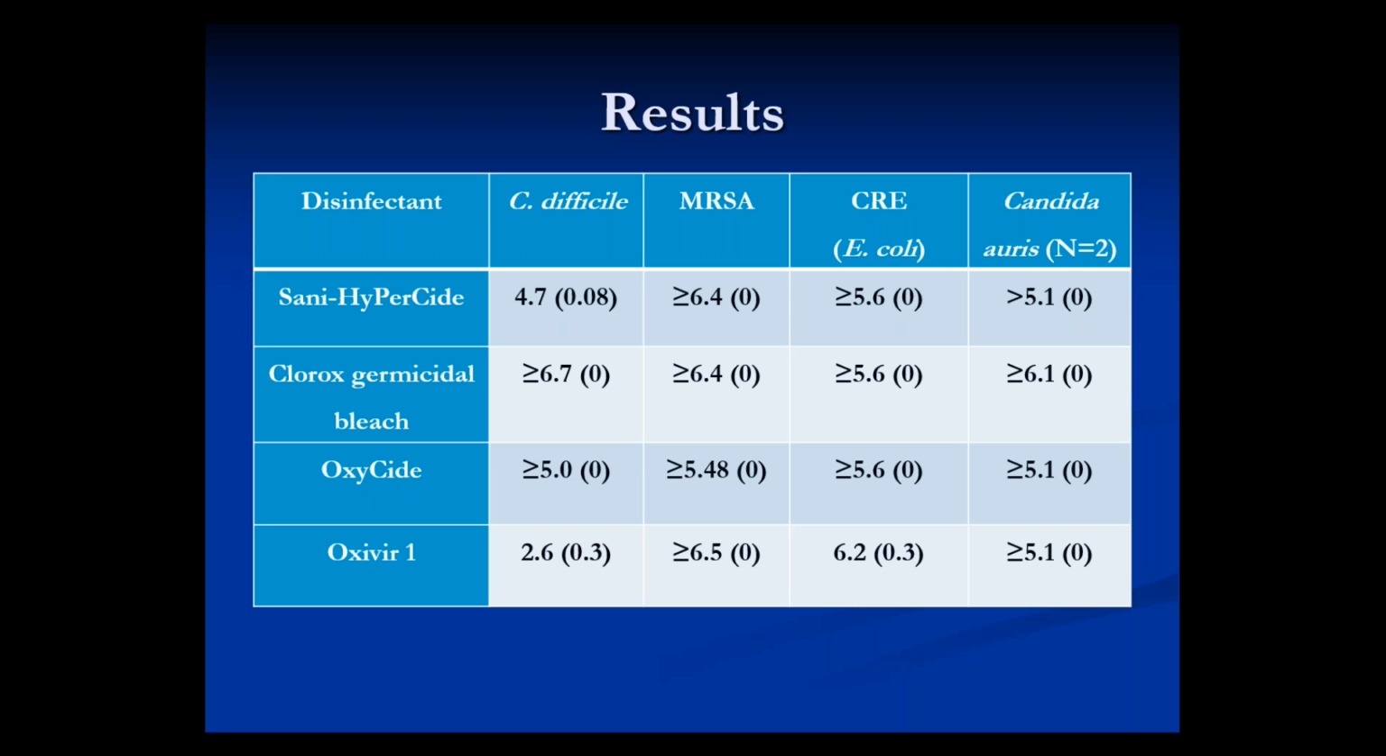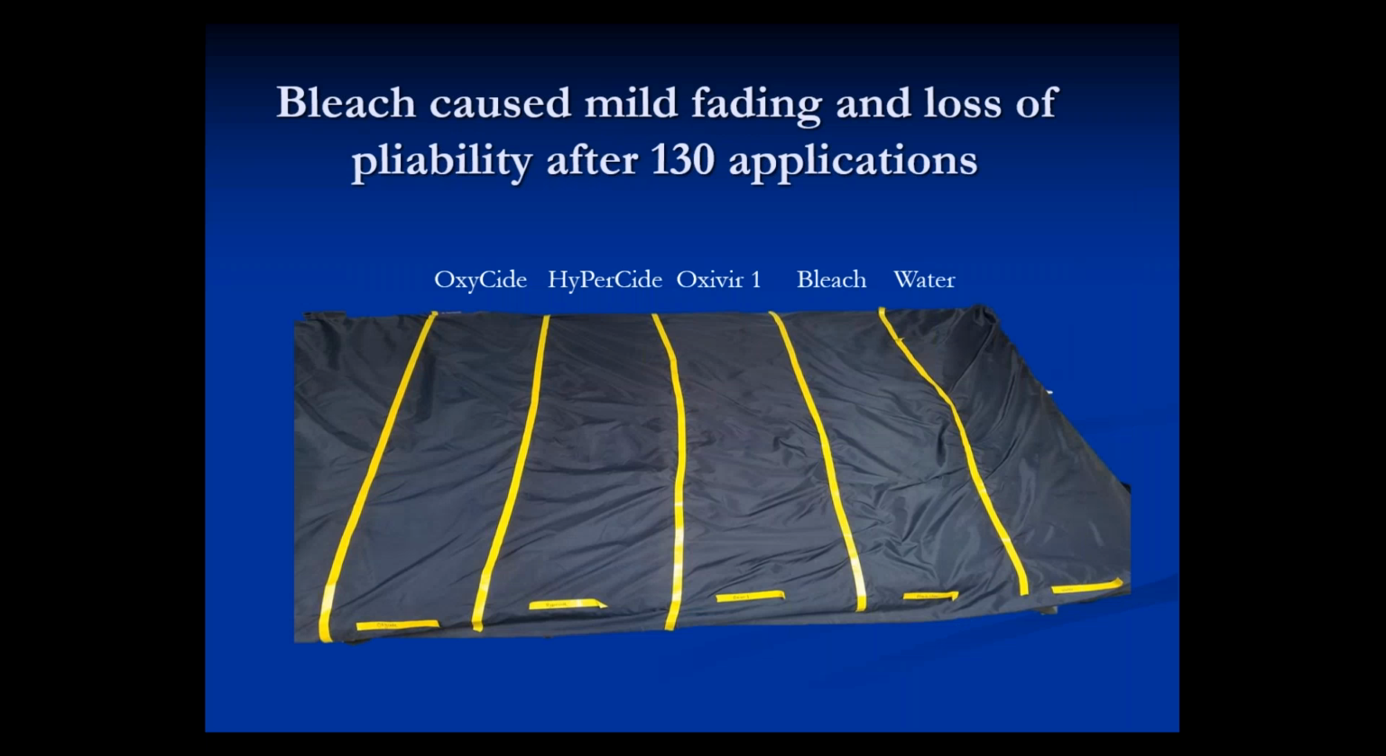And excellent activity against C. difficile with essentially complete elimination of spores on the test items. In contrast, Oxyvir had excellent activity against MRSA, CRE, and Candida auris. It had only a 2.6 log reduction in C. difficile. However, that product is not registered as a sporicidal product, so we would not expect it to have that great of a reduction in C. difficile spores.